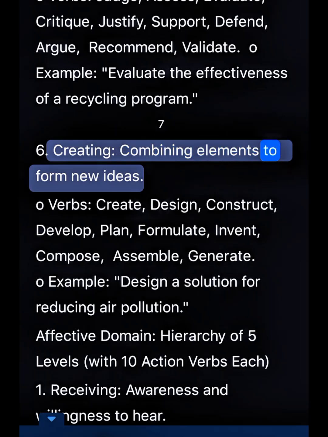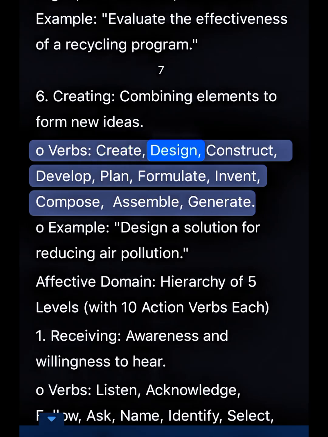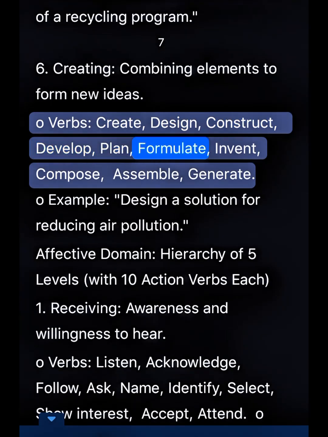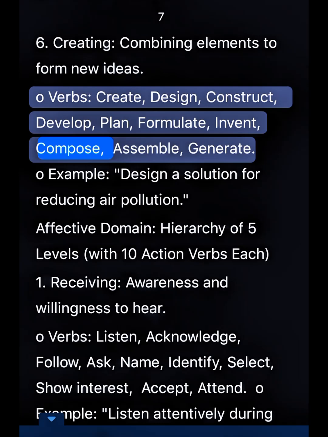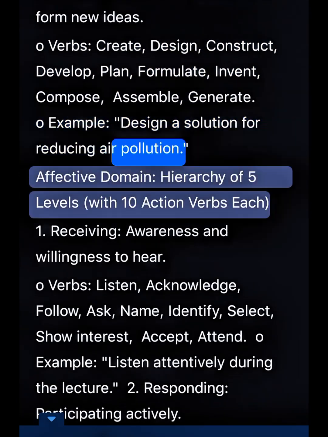6. Creating, combining elements to form new ideas. Verbs: create, design, construct, develop, plan, formulate, invent, compose, assemble, generate. Example: design a solution for reducing air pollution.